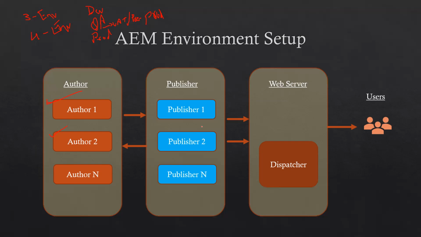Okay. So when I use the term availability, what I mean is that ultimately any request that a user is sending is served by the publisher, right? So the higher the number of publishers, the higher the number of requests that can be served.